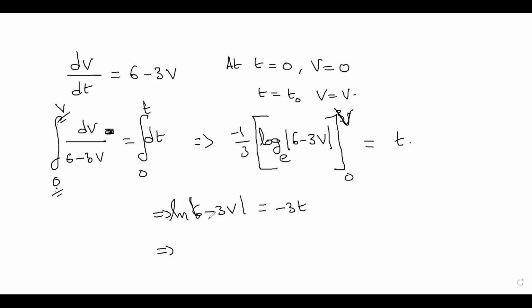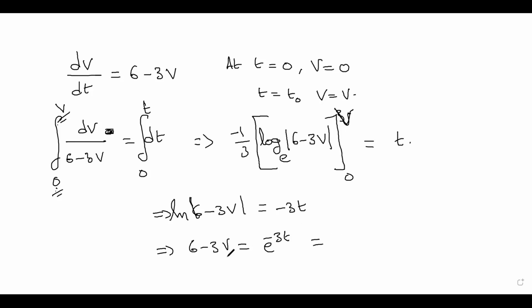So the next one is you take 6 minus 3v, and from the definition of logarithm, 6 minus 3v becomes e to the power of minus 3t. This conversion and transformation you have to understand.